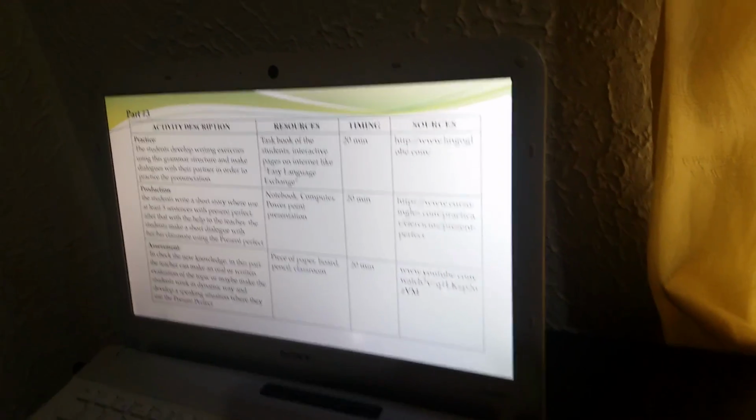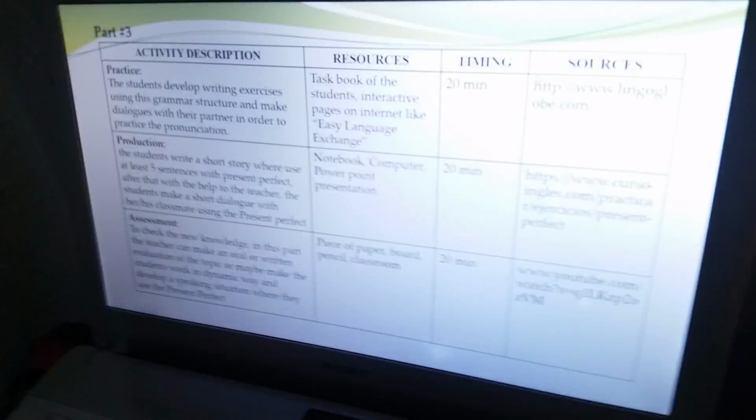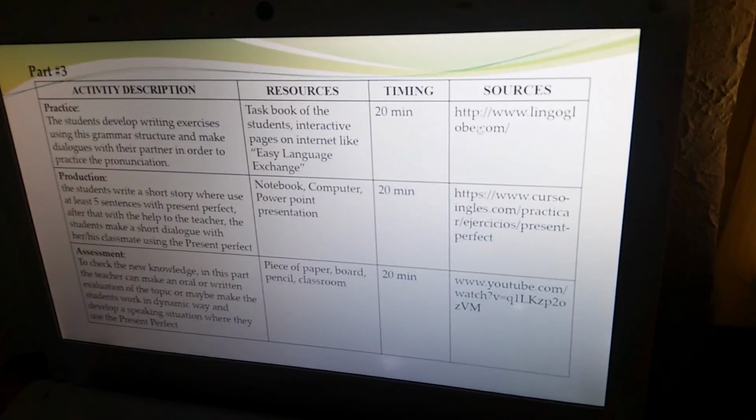The page that I have described here is very useful as a resource, because we can find a lot of exercises and information about this topic. For this part, we have to use 20 minutes, and we can use this link to develop different activities for that topic.